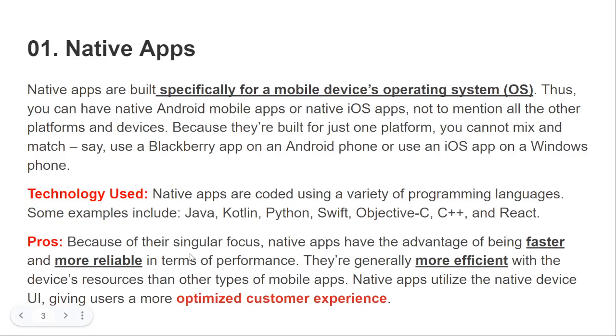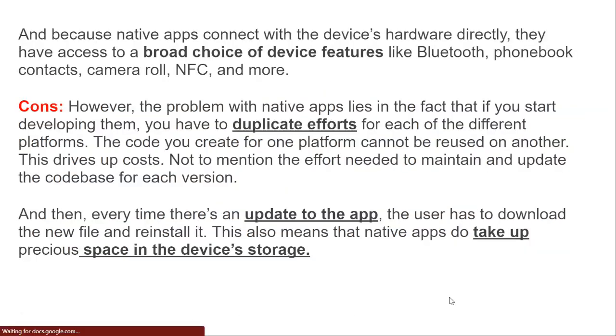The pros of native apps come from their singular focus. It is platform dependent, so native apps have the advantage of being faster and more reliable in terms of performance. They are generally more efficient with device resources than other types of mobile apps. Native apps utilize the native device user interface, giving users a more optimized experience. And native apps connect with the device hardware directly, such as Bluetooth, phone book contacts, and camera roll.